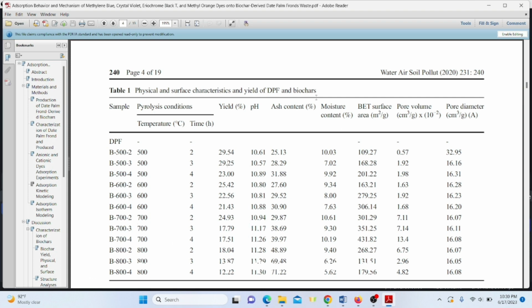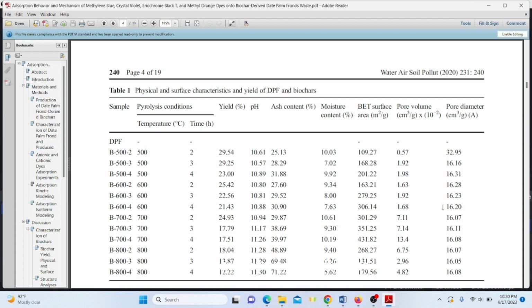And you can see the moisture content and the ash content also. The ash content at 500 is 25.13, and at 500 for 3 hours it's 28.29. Later on, it increases and then decreases, so there is an adverse trend. But at 600°, when we burn for 4 hours, the ash content is 30.9%. The moisture content lies from 10 to 5%. The higher moisture content is at 700 for 2 hours, 500 for 2 hours, and also 700 for 4 hours.